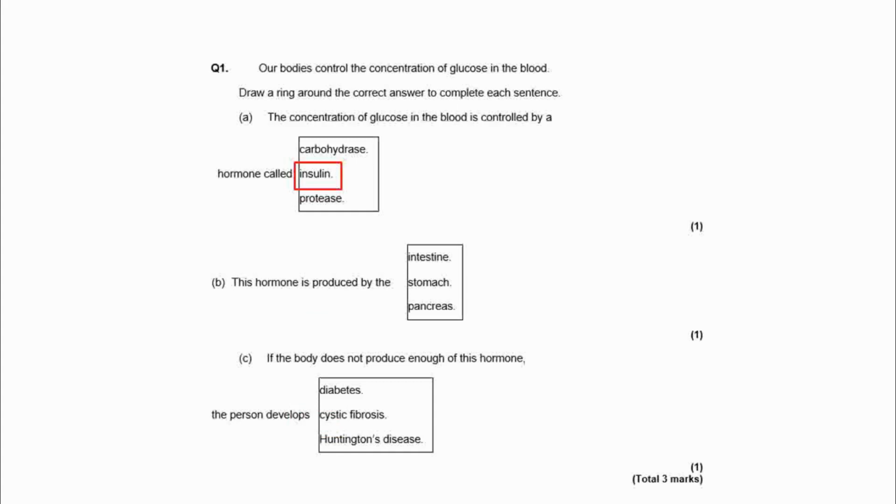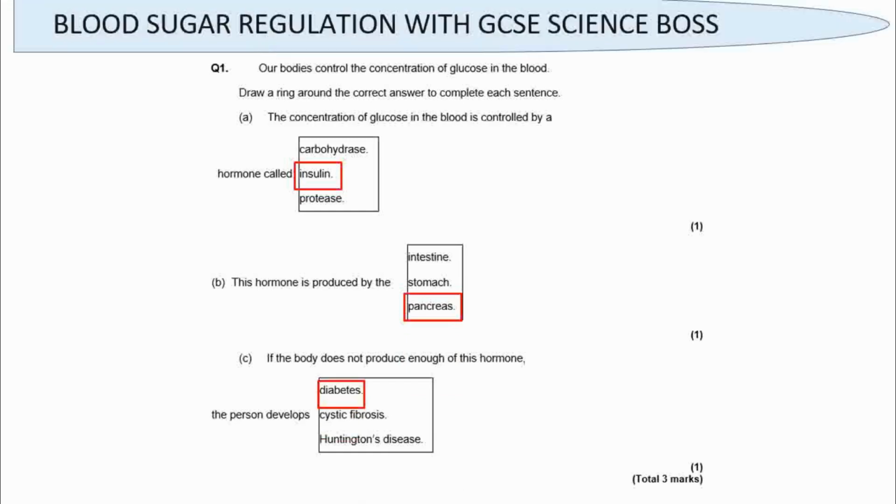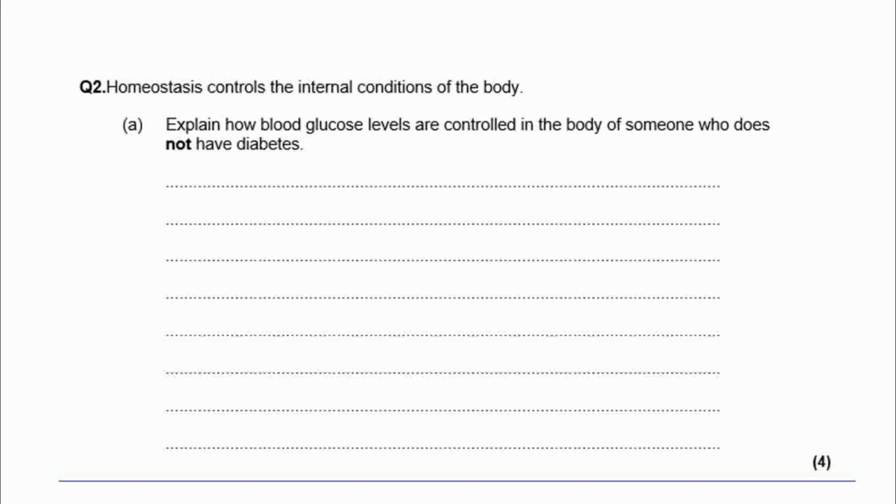This hormone is produced by which of these organs? Again, too easy. That is produced by the pancreas. And if the body does not produce enough of this hormone, the person develops what is called diabetes. Good. Let's look at another question. This is a 4-mark question. Homeostasis controls the internal conditions of the body. Explain how blood glucose levels are controlled in the body of someone who does not have diabetes.